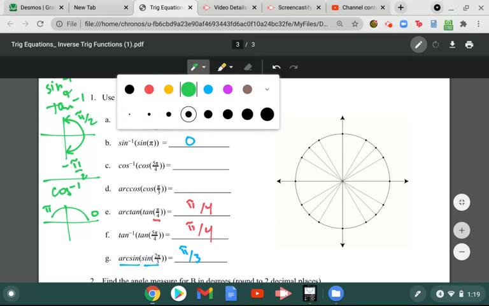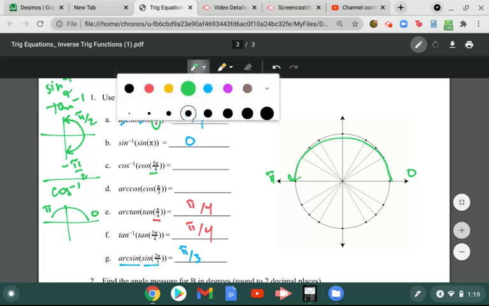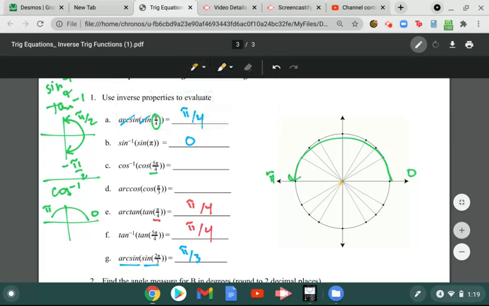Cosine inverse, these are restricted from 0 to pi. So as long as my angle's within 0 to pi, I am good to go. So for this first one, I've got 5 pi fourths. 5 pi fourths lives right here, and it is not within my range. But I want the same cosine value. My cosine value, look how it shares it right here. This is the cosine value that I'm looking for. So I just really want to reflect this about my x-axis. So instead of 5 pi fourths, I'm going to choose 3 pi fourths.